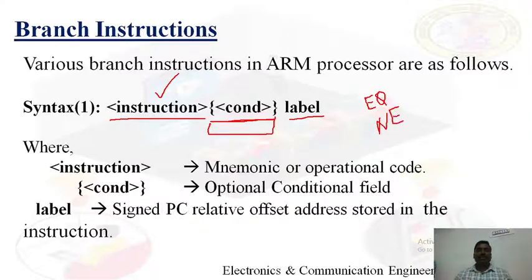So if you apply a conditional field to this branch instruction, it becomes a conditional branch instruction, which means the branch instruction executes only based upon that condition. And here the label indicates the address where to branch. The PC is loaded with this label, so the PC gets updated to this address to jump from the current address to this address. So it contains 3 fields: first the instruction, then the conditional field, then the label.